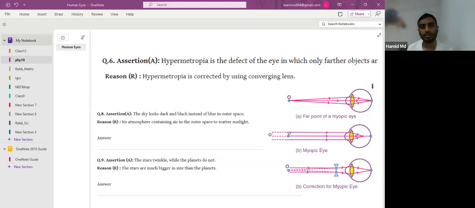Sir, option A. Why? Because there is no atmosphere above, like in outer space, so the light can't scatter. Good.